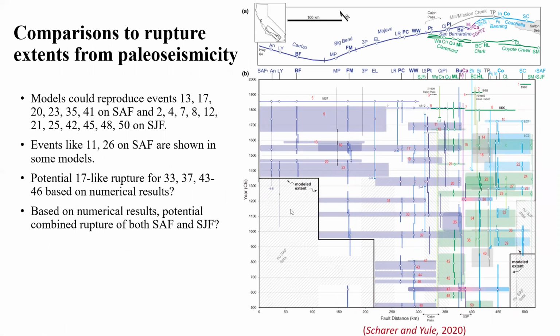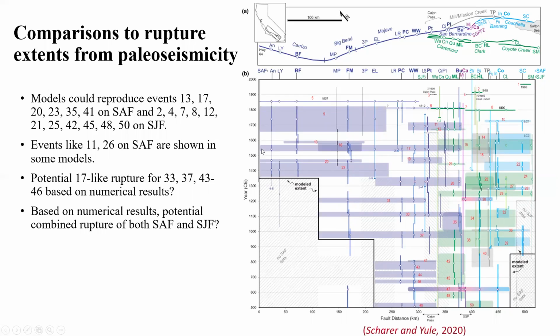The figure here from SCEC and Yule 2020 is the most updated knowledge of past ruptures from paleoseismicity. And in our model, we can reproduce ruptures like this one that stops somewhere past the Big Bend. And also we can reproduce ruptures that break individual segments of San Jacinto fault, like the Claremont and the Clark segments. And in some scenarios, we have ruptures that break individual San Bernardino segments.